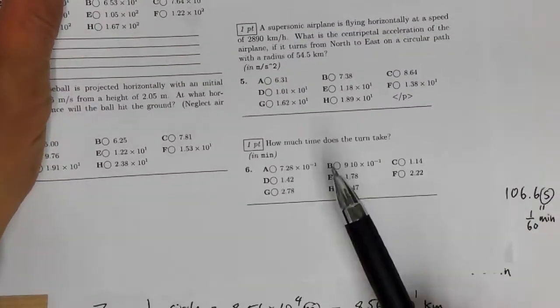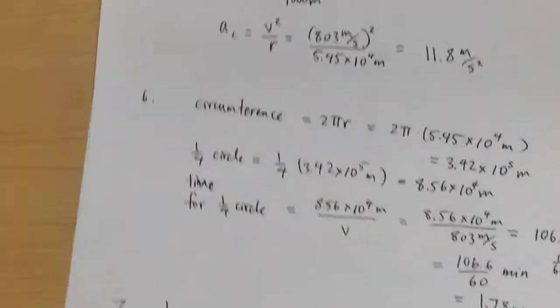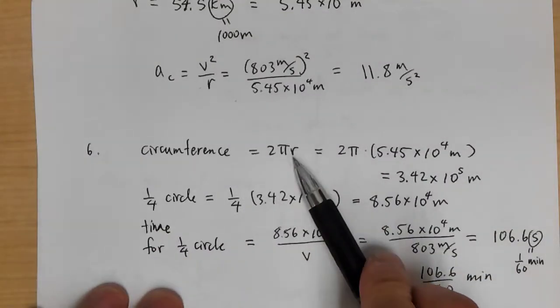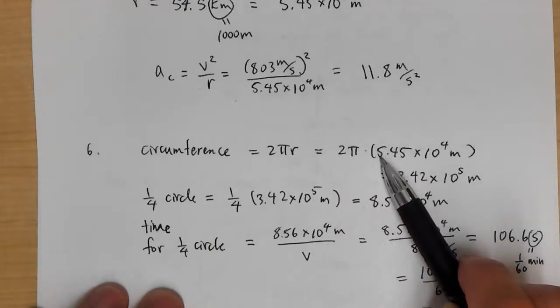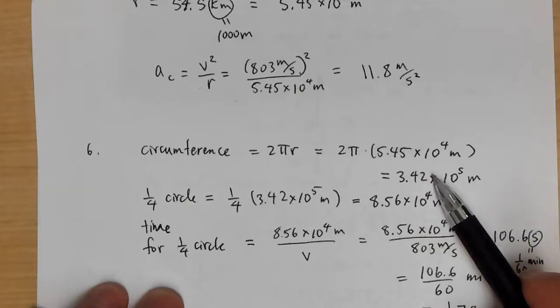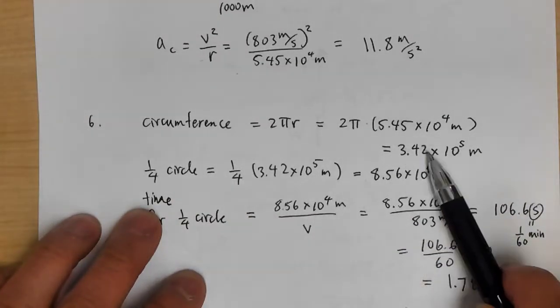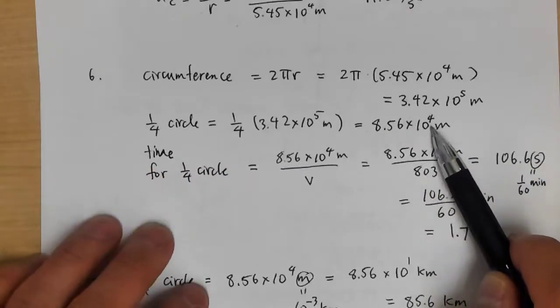Now, number 6 is asking how much time does the turn take? So this is going from north to east, which is 1/4 of a turn. Because the circumference is 2 pi times the radius, 2 pi times the radius, 5.45 times 10 to the 4th. That comes out to 3.42 times 10 to the 5th meters. 1/4 of the circle is going to be 1/4 of that, so that's 8.56 times 10 to the 4th.